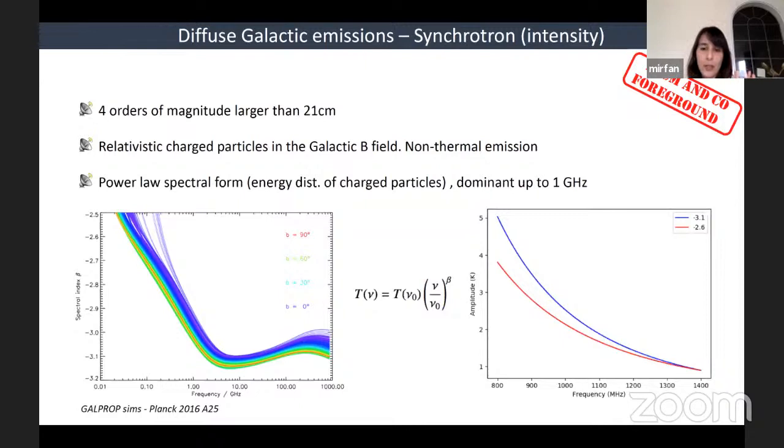And that's why synchrotron emission is such a big deal for 21 centimeter, so for megahertz frequencies, because it has the steepest spectral index of all our diffuse emissions. So it really blows up at megahertz frequencies. So that's one for you to consider.